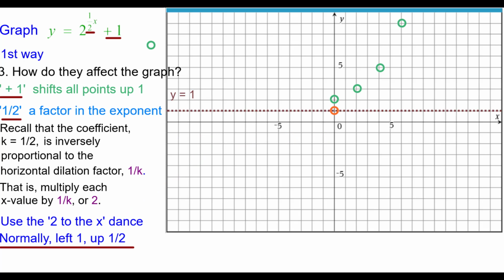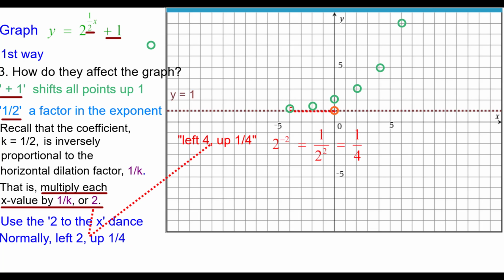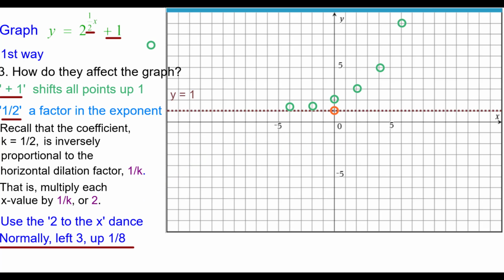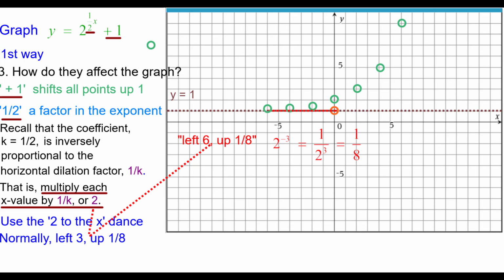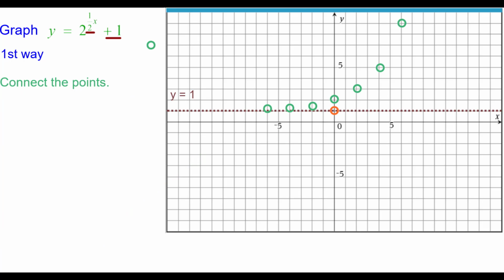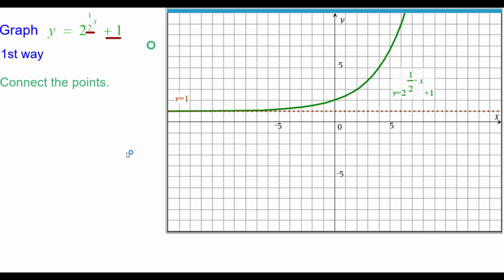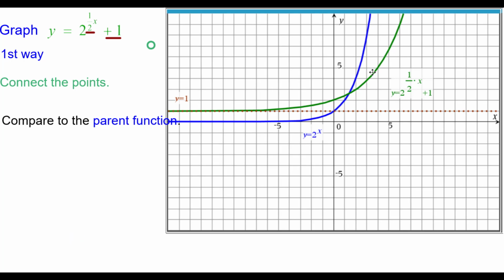Going in the negative direction, normally we go to the left 1 up 1/2. This time we're going to go left 2 up 1/2, doubling the 1. Left 2 up 1/4 becomes left 4 up 1/4. And left 3 up 1/8 becomes left 6 up 1/8. So we connect the points and we get that easy chair look. Compare that to the parent function, and you can see it is changed in the shape a little bit, and the green graph has been moved up 1.